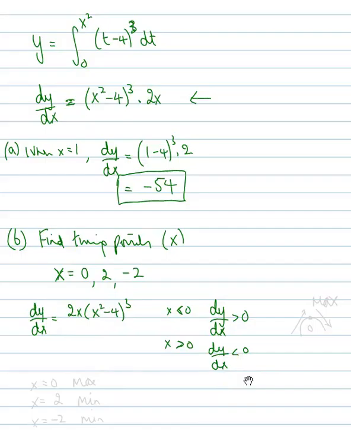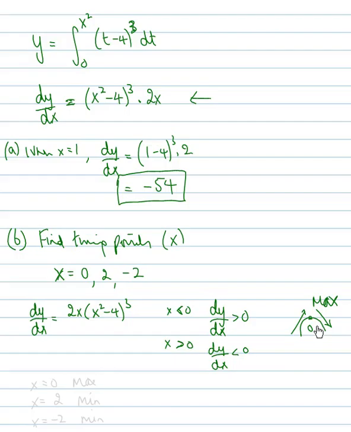So look at it this way: if 0 is the turning point, then when x is slightly less than 0, the gradient's positive, in other words, it's sloping upwards, and when x is greater than 0, the gradient goes to negative. So therefore this must be a max.